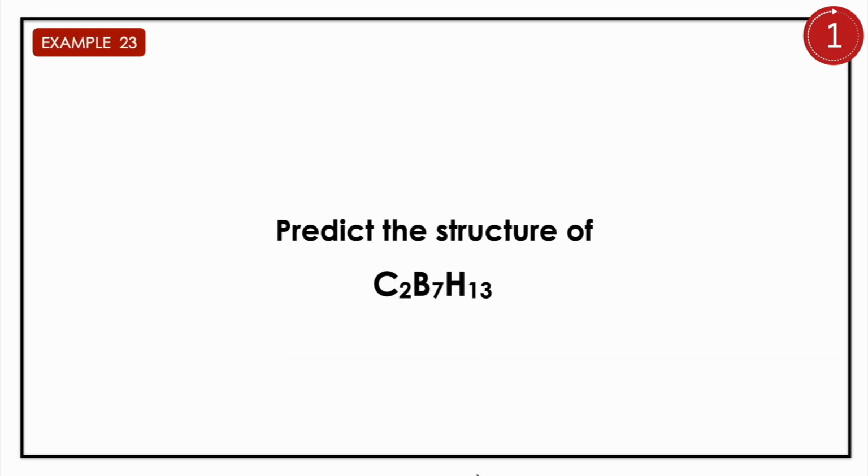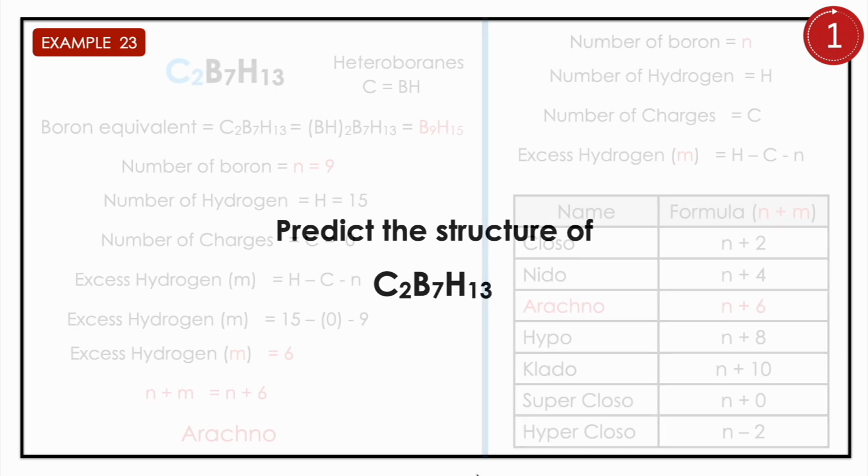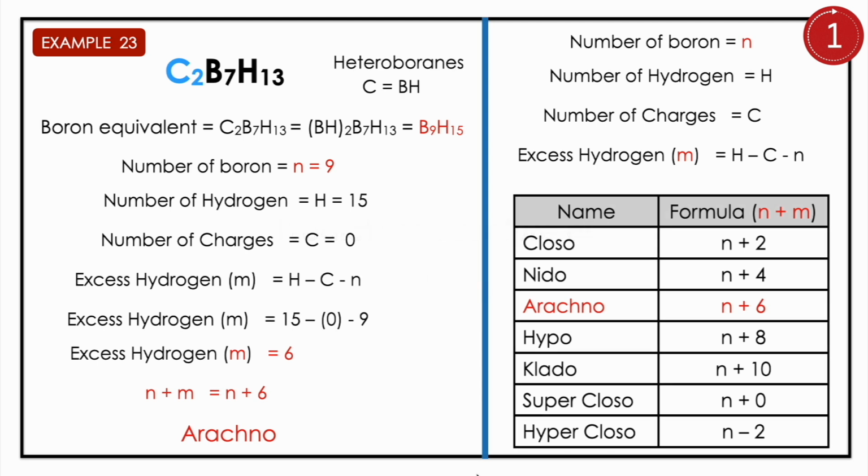Then the next example. Here C2B7H13 is given. By using Wade's rule, you should find the structure of the molecule. Here the given compound is C2B7H13. Here a carbon heteroatom is there. It is technically a heteroborane, more specifically a carborane.